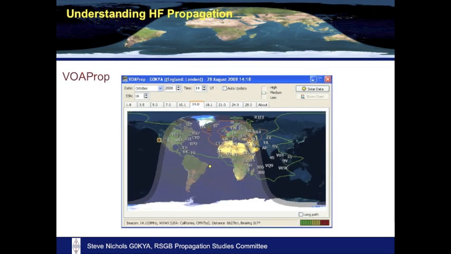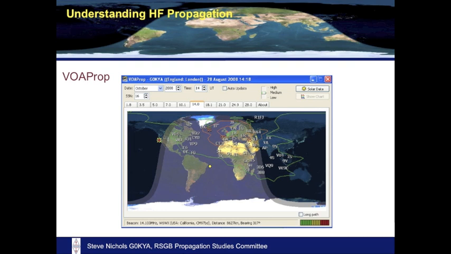So that was VOACAP Online. If you want to have your own PC program to make these calculations and come up with similar charts, there is a lovely program called VOAProp that uses the same engine as VOACAP to produce these charts on your own computer. It was written by Julian Moss, G4ILO, who is now sadly silent key. He's no longer with us, but VOAProp is still available and you can download it and run it on your computer.